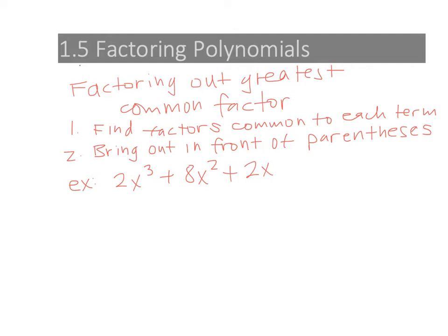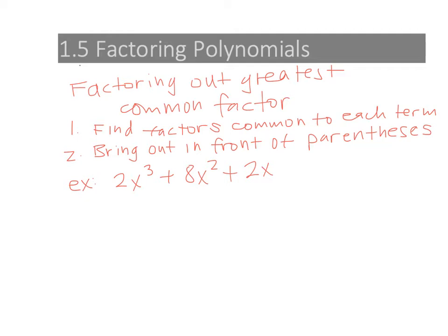The first one is factoring out a greatest common factor. If we can do this, the first thing we want to do is find factors that are common to each term. So things that are multiplied in each term that each of the terms have. And then we're going to bring those common factors out in front of parentheses.